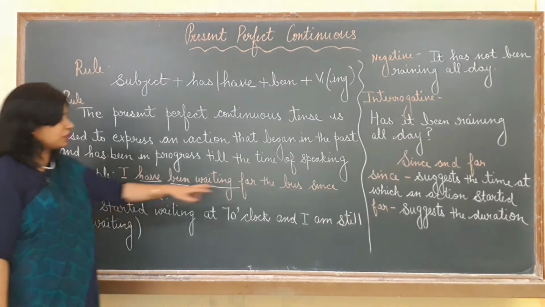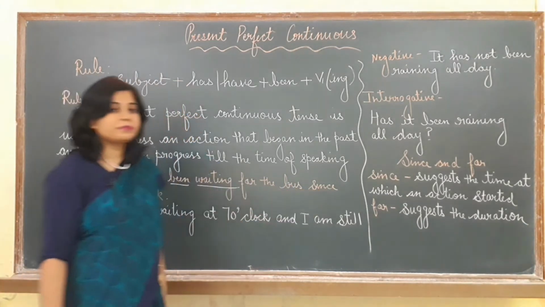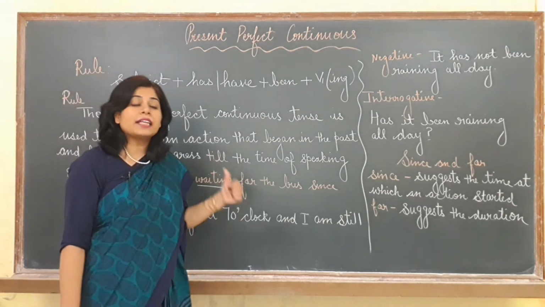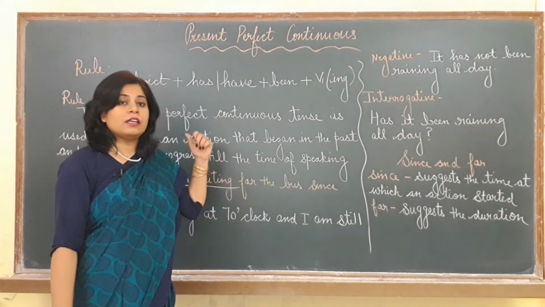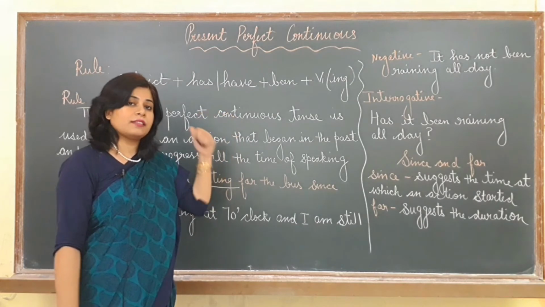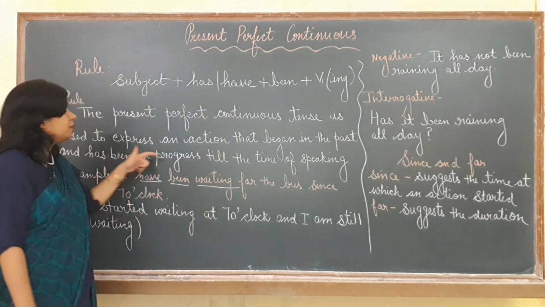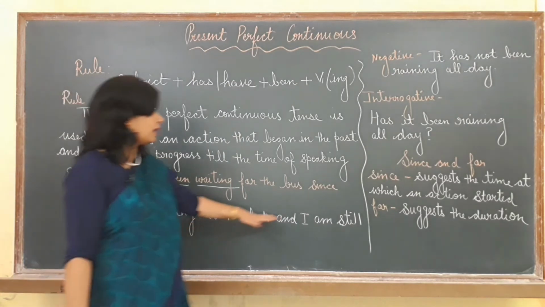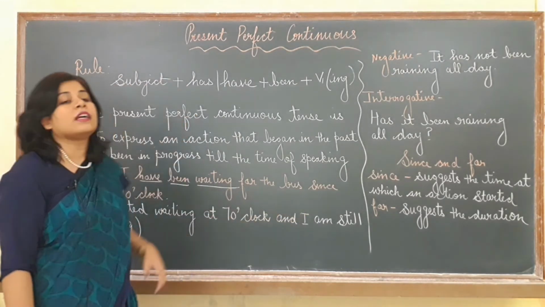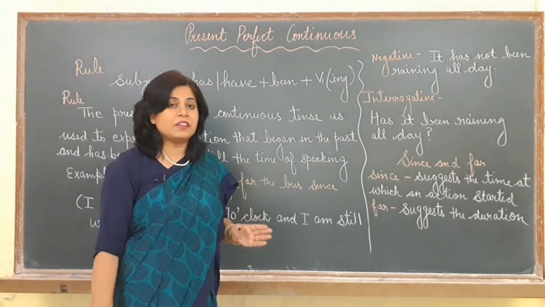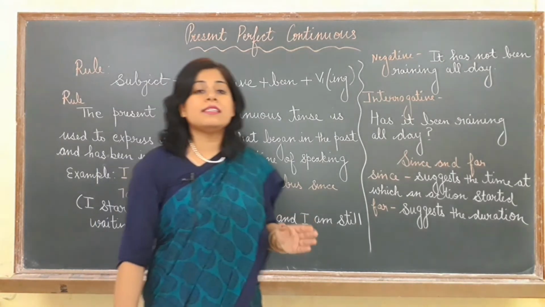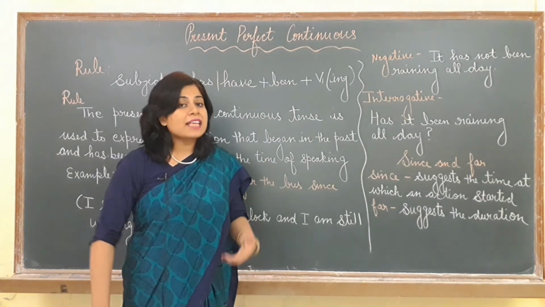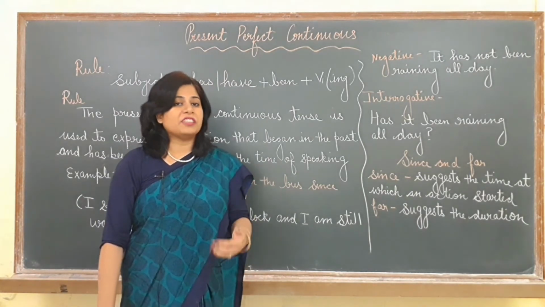Can you notice the use of since? So it means that I started waiting at 7 o'clock. The action started in the past and has been in progress till the time of speaking. I started waiting at 7 o'clock and I am still waiting. I have been waiting for the bus since 7 o'clock. It has been raining for 2 hours.